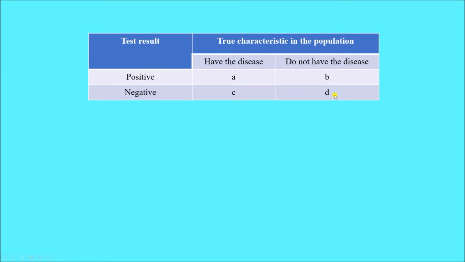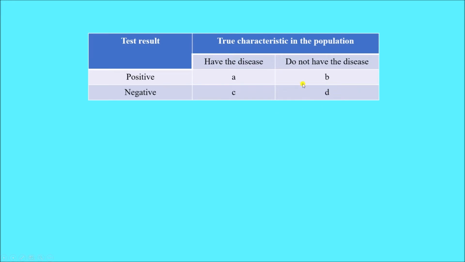So A and D, these cells are okay. This is what we are expecting. If someone is having the disease, he should be testing positive. That is cell A. Also, those who are not having the disease, those people should be testing negative. That is cell D.